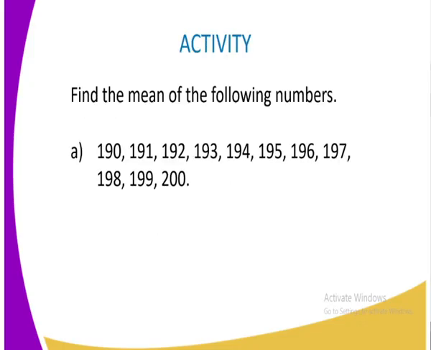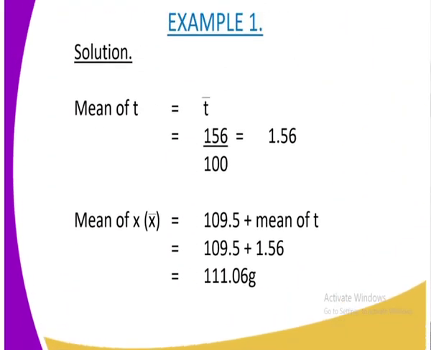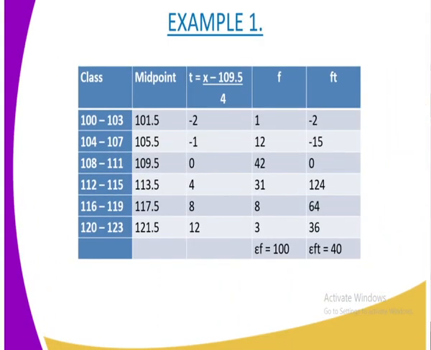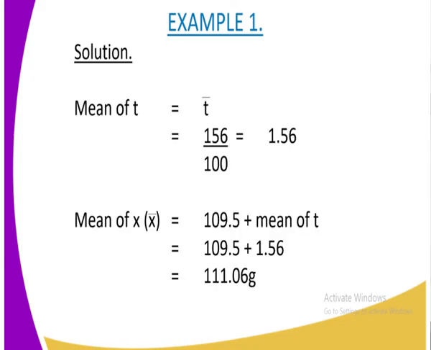So now we are saying the mean of x here, we are going to get 109.5, which is our assumed mean. As you can see here, our assumed mean was 109.5. Then we add the mean of t, which we have gotten. So our mean weight is 111.06 grams. You just add normally.